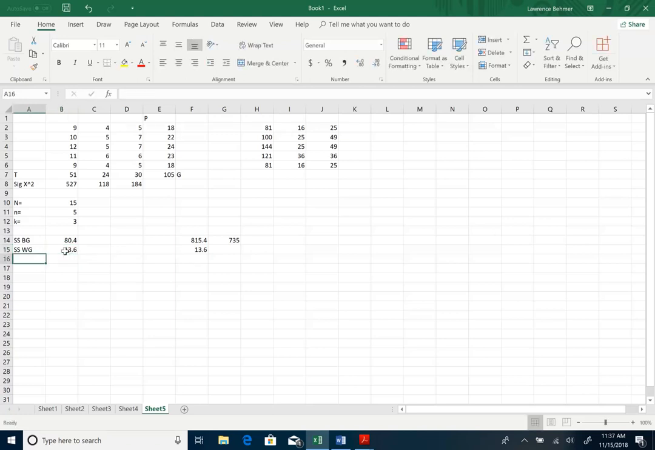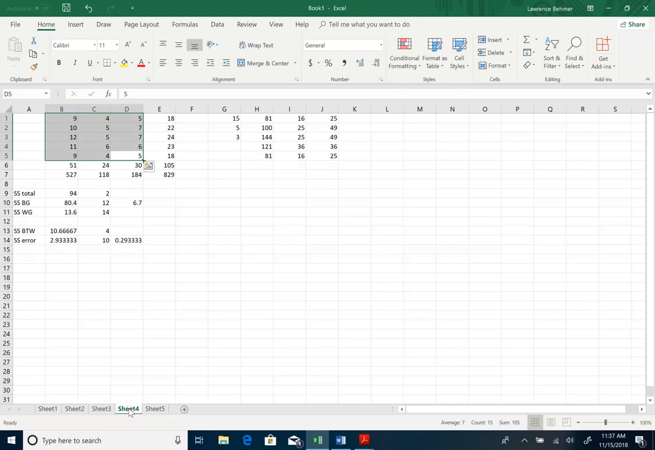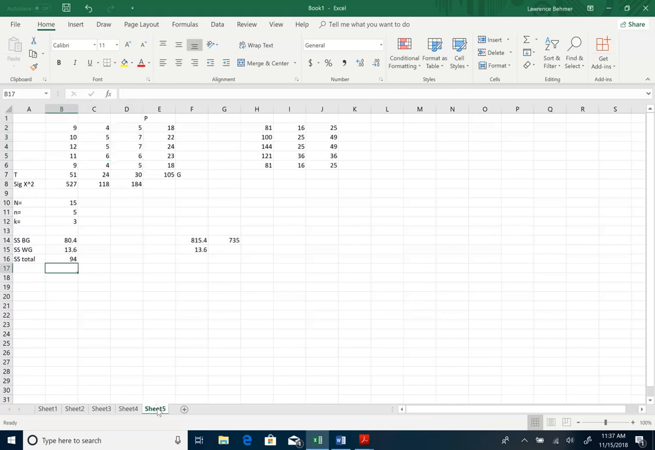Great. And now if I want to figure out the sum of squares total, I can just add these, and I'll use my function to do that. Great, 94. So now I need to break out this within group variability. I need to figure out my sum of squares between subjects and my sum of squares error. So let's do the sum of squares between subjects first.